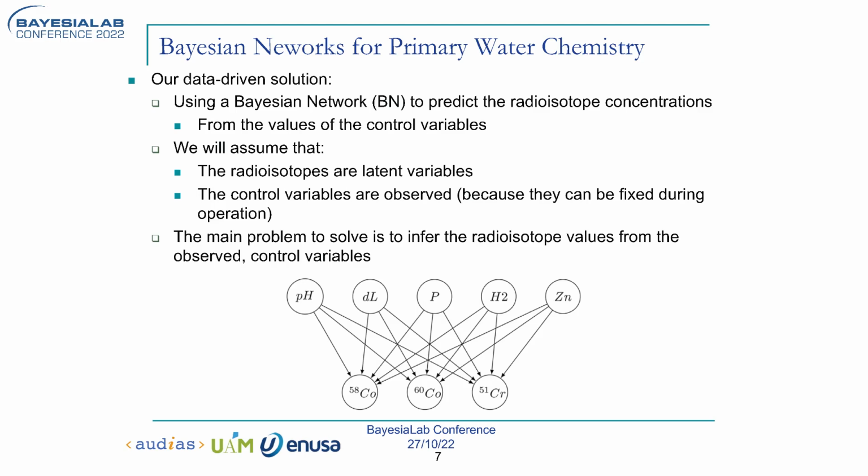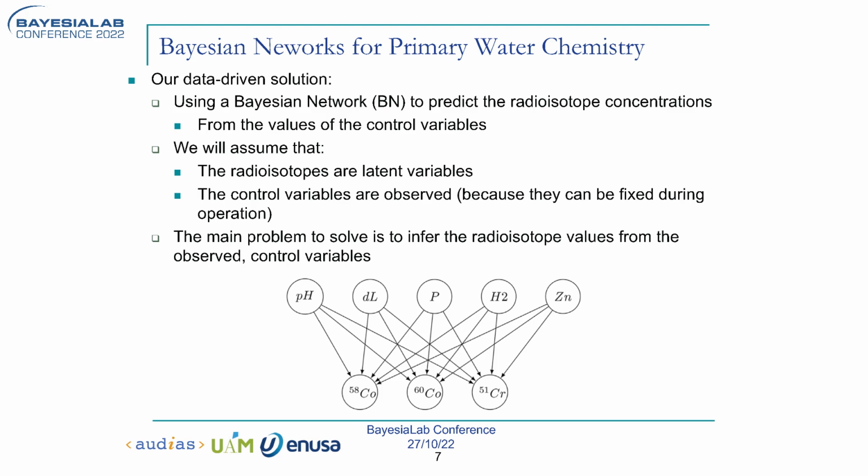So we will assume that the radioisotopes are latent variables. We want to know their value, but we don't know it yet. And the control variables are observed. These are variables that we can control in operating the power plant in one way or another.